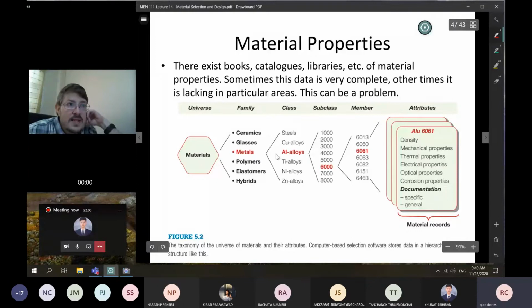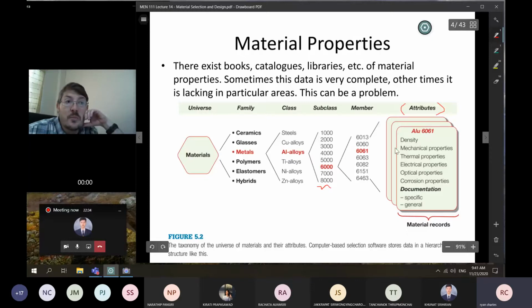And then under that, he has class, different metal alloys. Subclass, so, the numerical designation, which is well known by metallurgists, right? Individual members of the 6000 series. And then what Ashby calls attributes, right? So everything we know about aluminum 6061, a very popular aluminum alloy to apply.